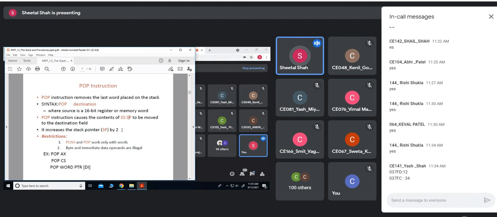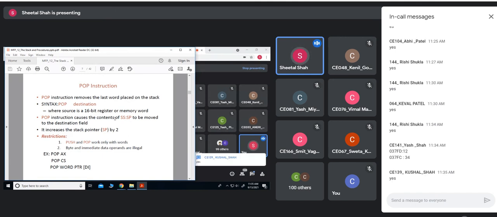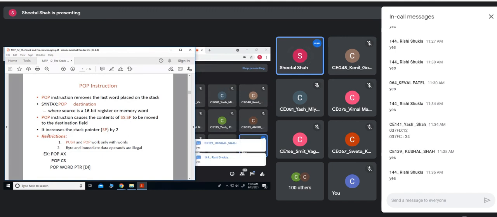Whereas in the push instruction, before placing the data onto the stack the stack pointer was decremented by 2, and then the data is placed. In the pop instruction, first the data is retrieved from the stack, and then the stack pointer is incremented by 2. Are you all comfortable with this? Understood the things? Okay. So push and pop work only with words, which we have already discussed.